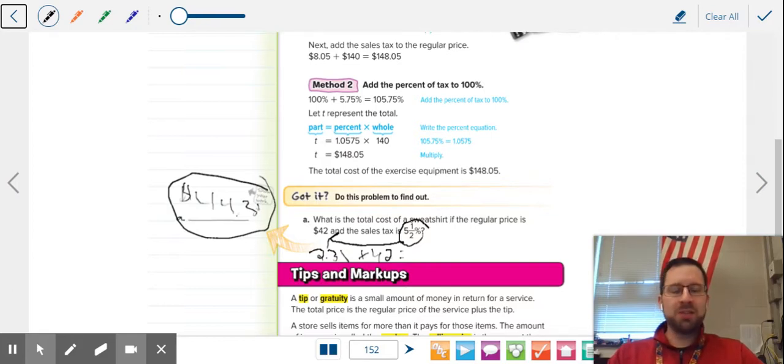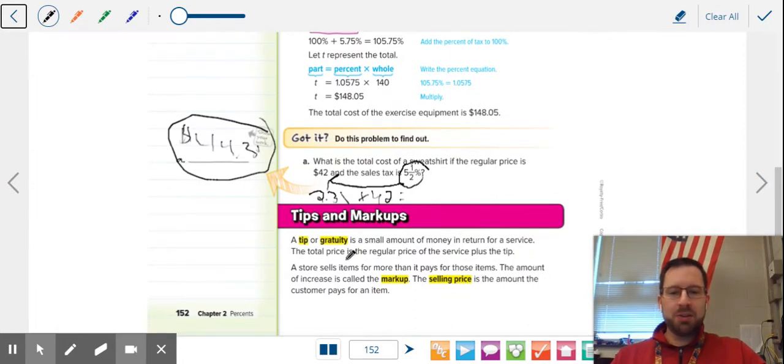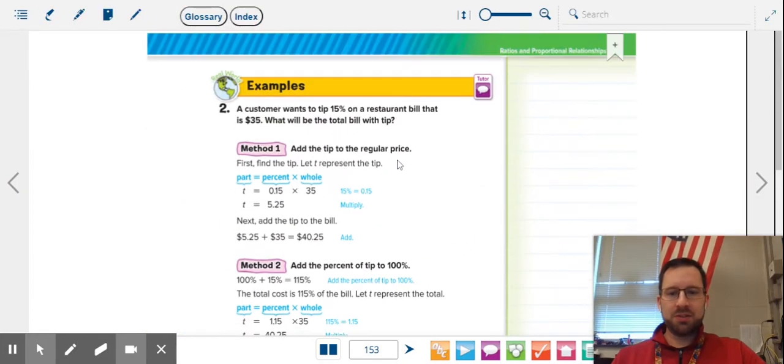Percent of a number is super easy. You just take the percent times the number, and then sometimes you just keep that answer because you just need to find the tax, or if you have to find a total, you add the tax or the tip or the markup to the original amount, and you get your new total. Now with the tip or gratuity, you take that percent of a number and you add it onto the bill. So let's talk about that.